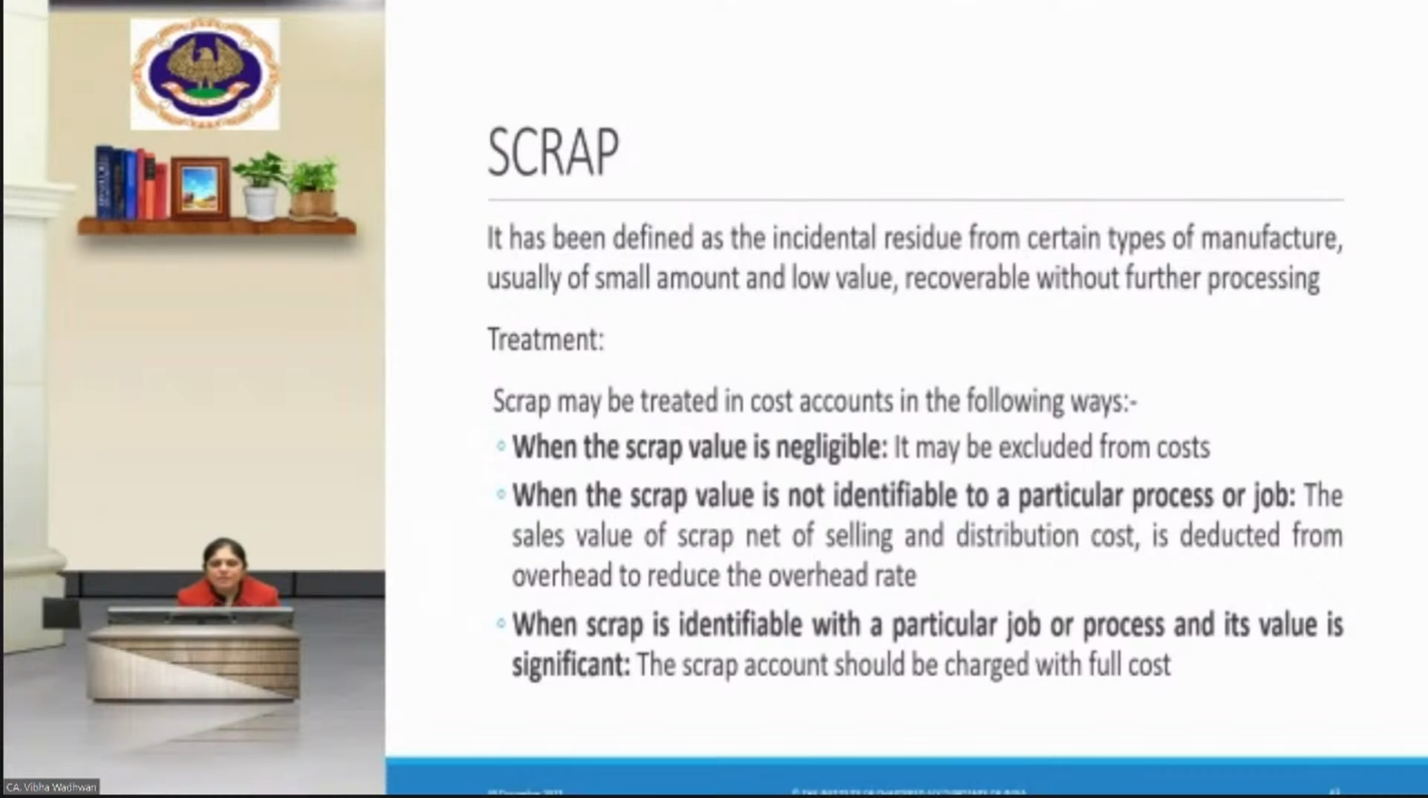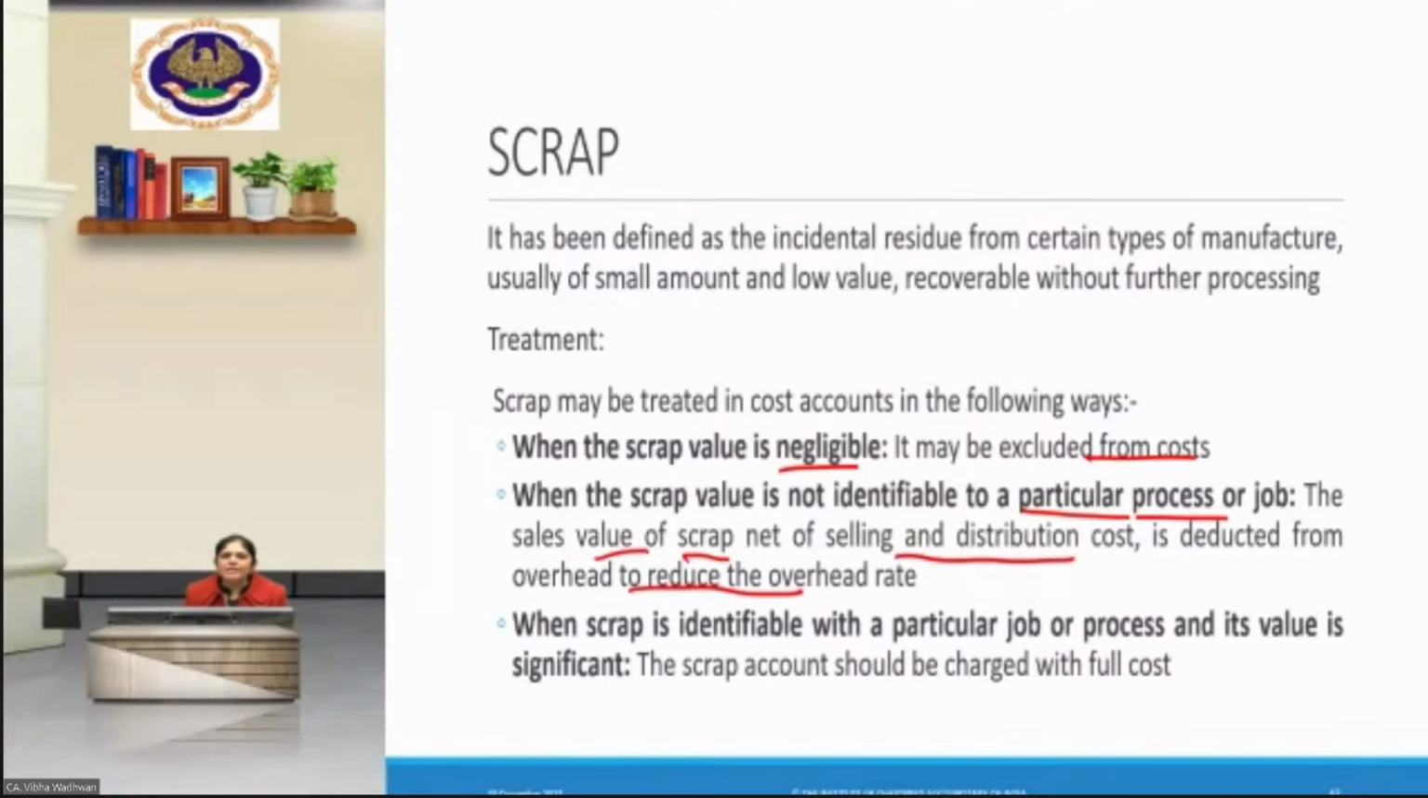So scrap may be treated as negligible, so it's excluded from the cost. When the scrap is not identifiable to a particular process, we are not able to identify out of which process or which job the scrap is occurring. It's all gathered in one lot. Then the scrap value: when we sell the scrap, we get some income out of it. So the sale value of the scrap, net of selling and distribution cost, is deducted from the overhead. Whatever we realize out of scrap, basically we deduct.